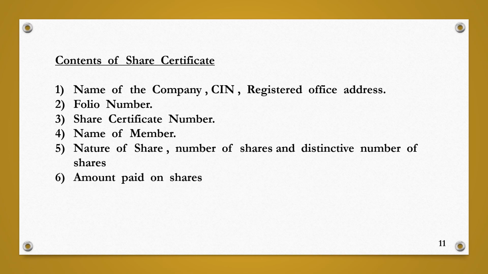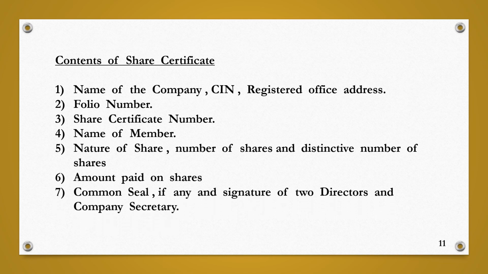Next, it should also specify the amount which is paid on shares. Further, it should also have the common seal, that is, an official signature of the joint stock company. Further, share certificate needs to be signed by at least two directors and the company secretary. So with this, dear students, today we have completed two questions. We have studied two questions, that is procedure relating to allotment of shares and the contents of share certificate.